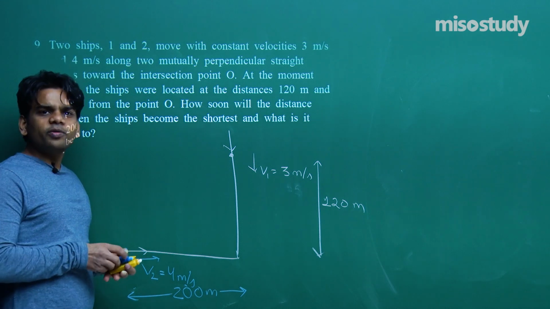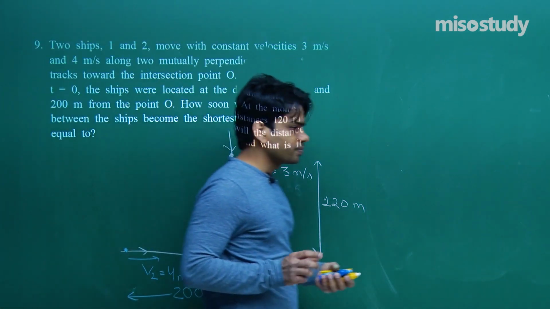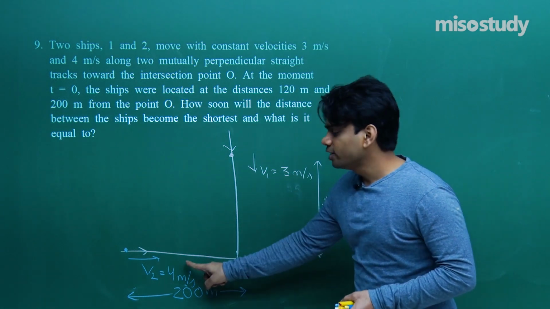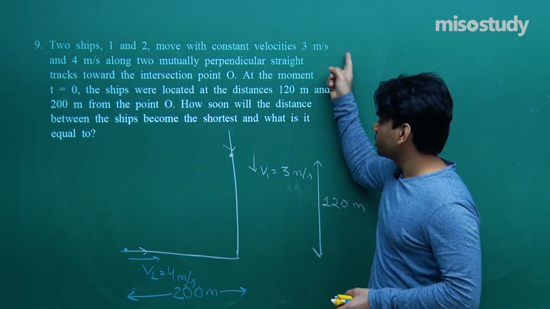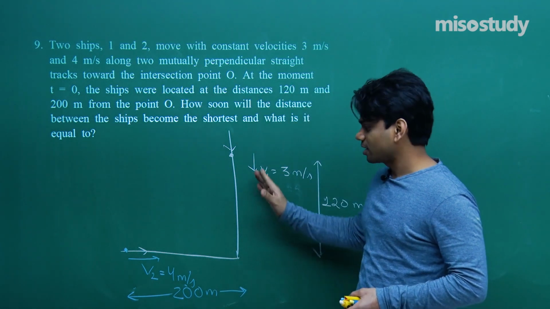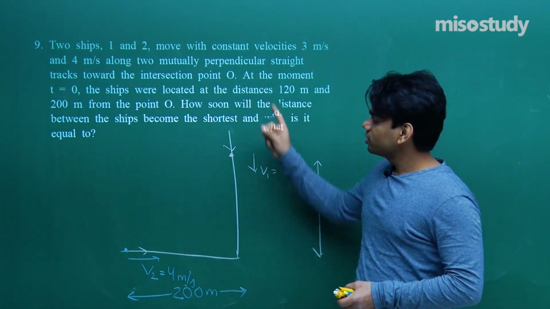Now see what we have to solve in this question. I have shown you the scenario. Two ships 1 and 2 move with constant velocities 3 meter per second, 4 meter per second along two mutually perpendicular straight tracks that I have shown you here towards the intersection point O.